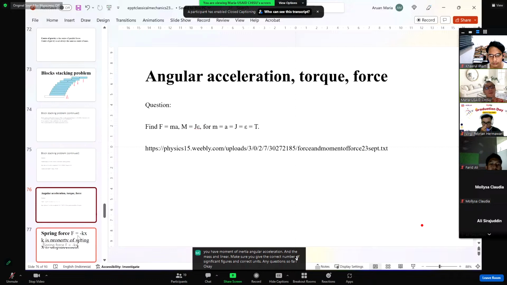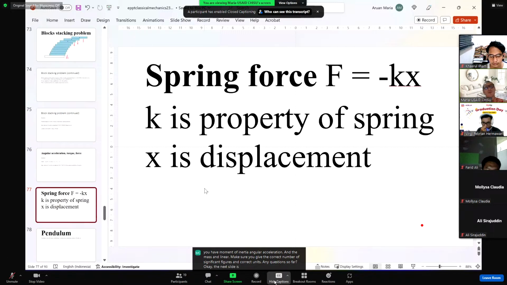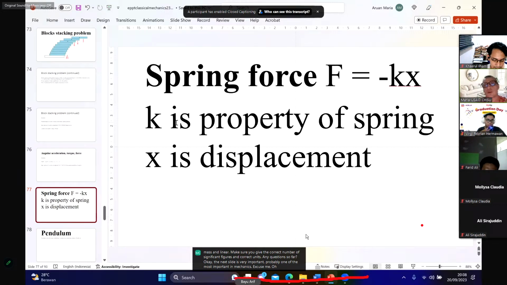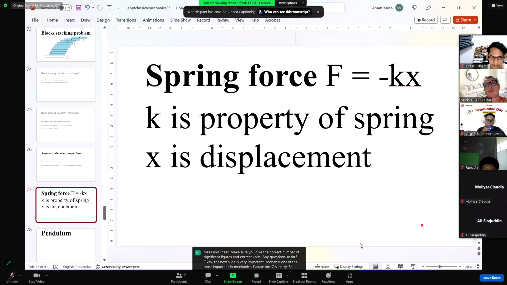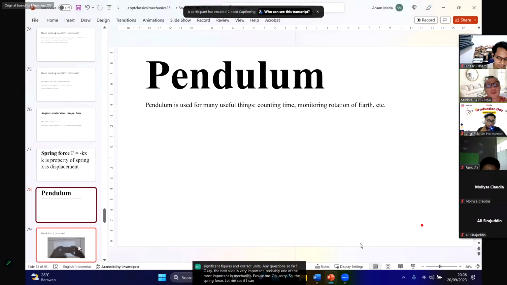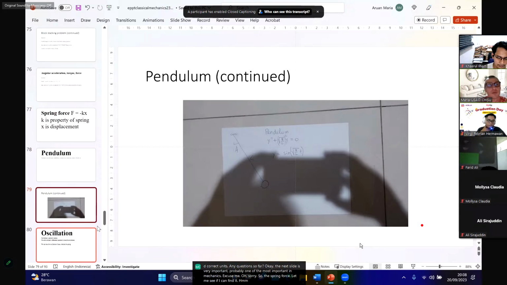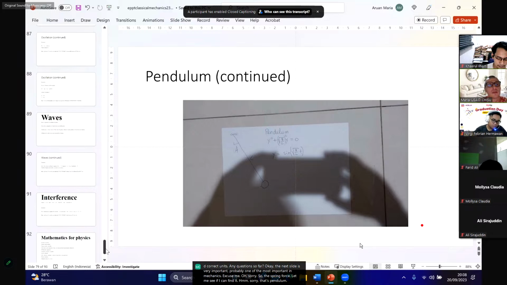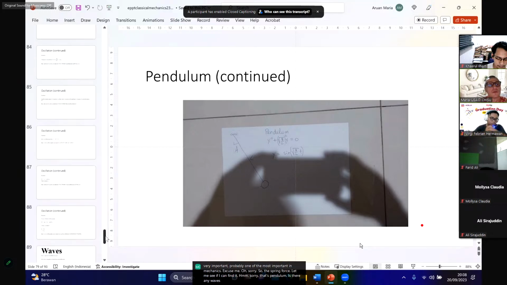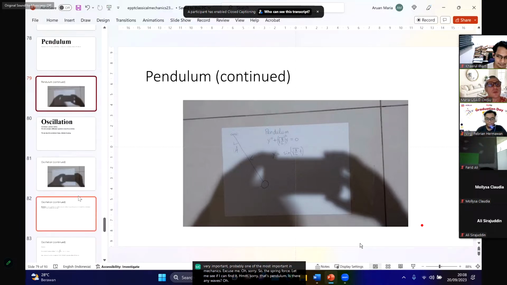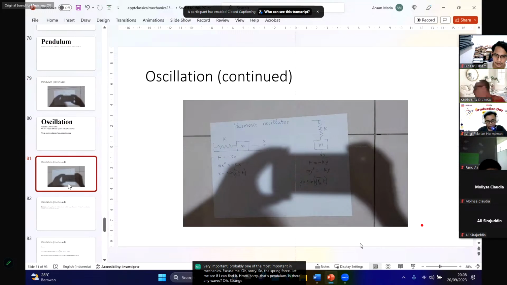Okay. The next slide is very important, probably one of the most important in mechanics. Excuse me. Sorry. So the spring force. Let me see if I can find it. Sorry, that's pendulum. Is there any waves? Oh, strange. Or maybe here, no? Oh, yeah. Can you see?